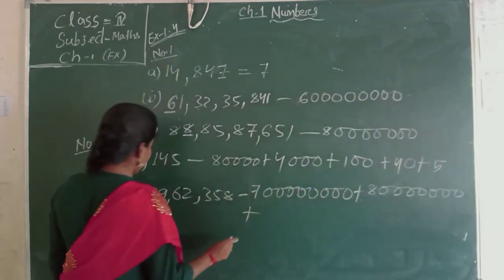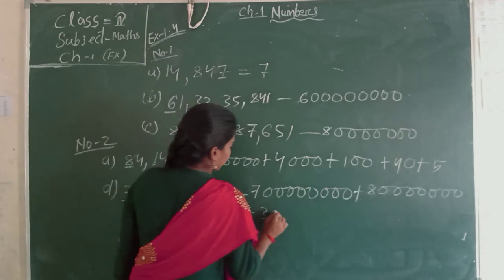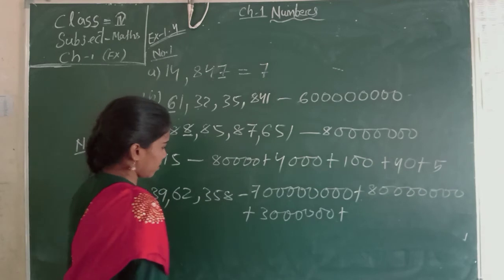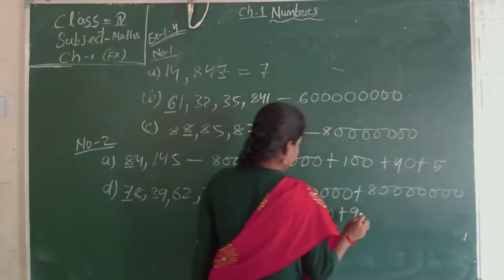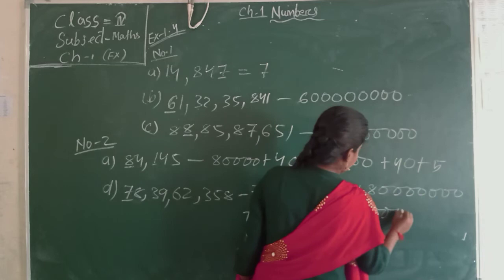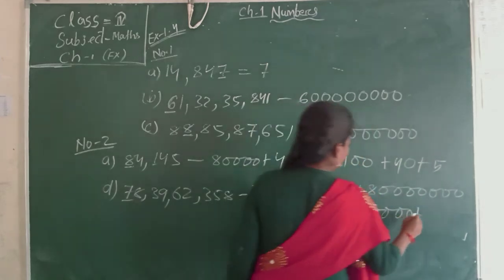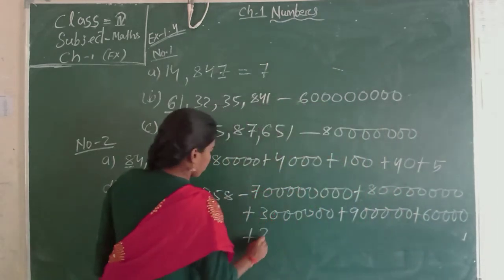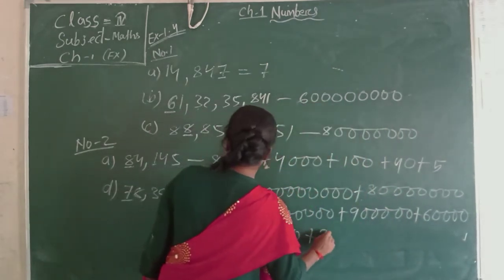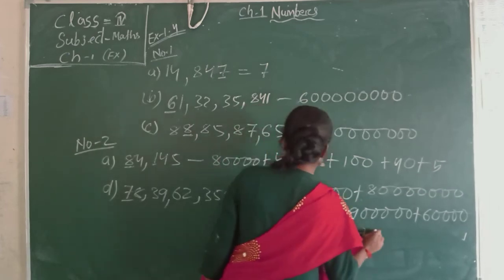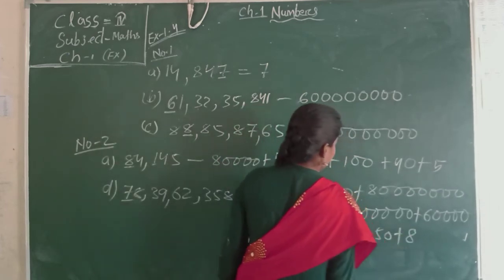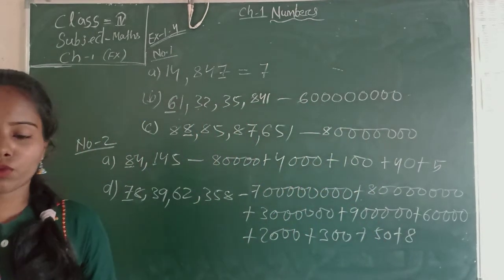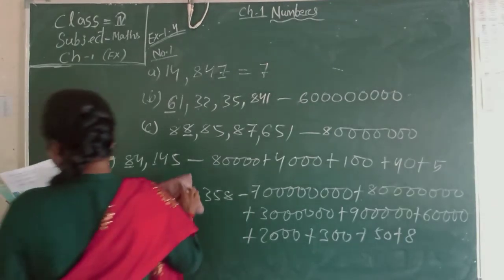Again put a plus symbol. 3, after 3 there is 6, 0. Next, after 9 there is 5, 0. Next 6 with 4, 0, plus 2 with 3, 0, plus 3 with 2, 0, plus 5 with 1, 0, and at last you have to write the single digit, that is 8 here. Okay, so in this way do other numbers by yourself.